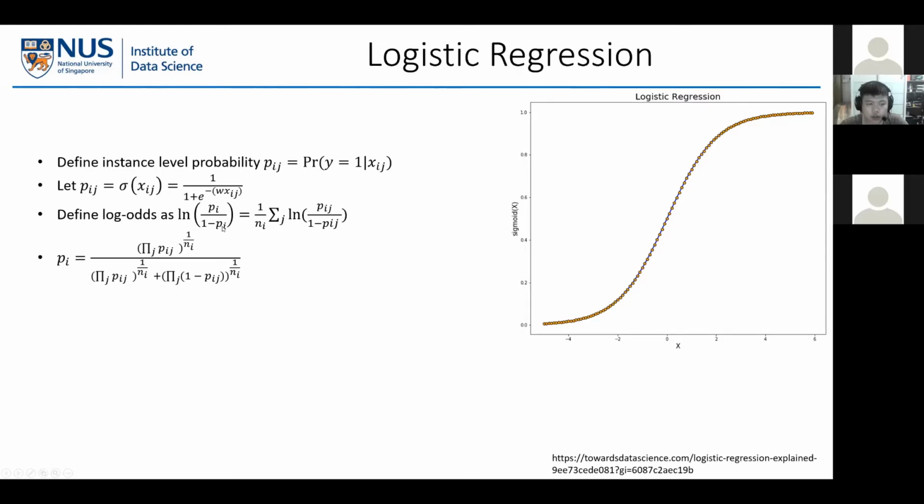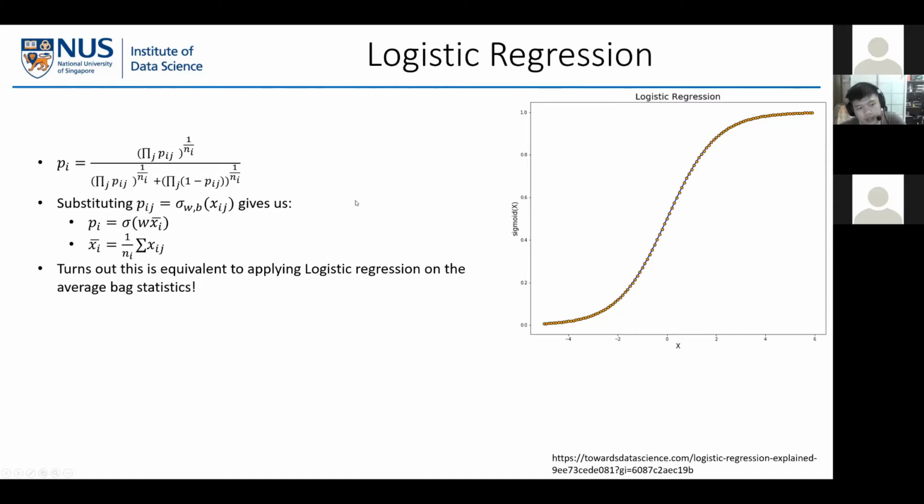If we define the log odds of the probability that a given bag is of the positive class, the log of the ratio of the probability that the bag is positive to the probability that it is negative, as the average of the log odds of the probabilities at the instance level, we can derive this and arrive at an interesting conclusion: this is actually equivalent to just applying logistic regression on the average of the features.